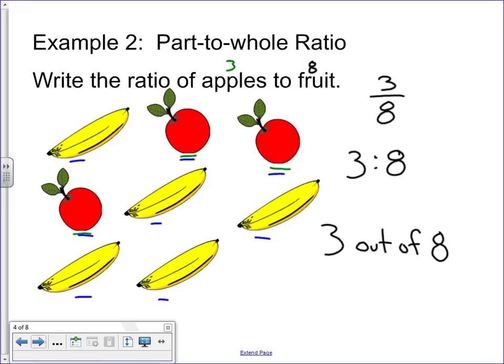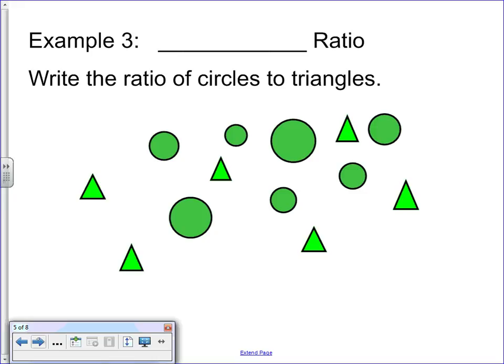The difference is whenever you have a part to whole relationship, we'll use the words out of. Whenever it's part to part, we'll use to. So those are 2 examples. There's a part to part and a part to whole ratio. So with this one, I'm not telling you whether it's part to part or part to whole. We're going to first write the ratio that it asks for. Then we're going to go back and decide, is it part to part or part to whole?